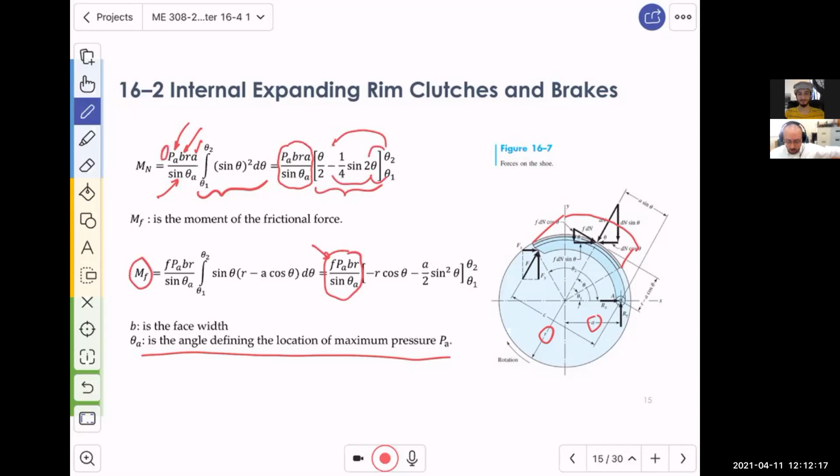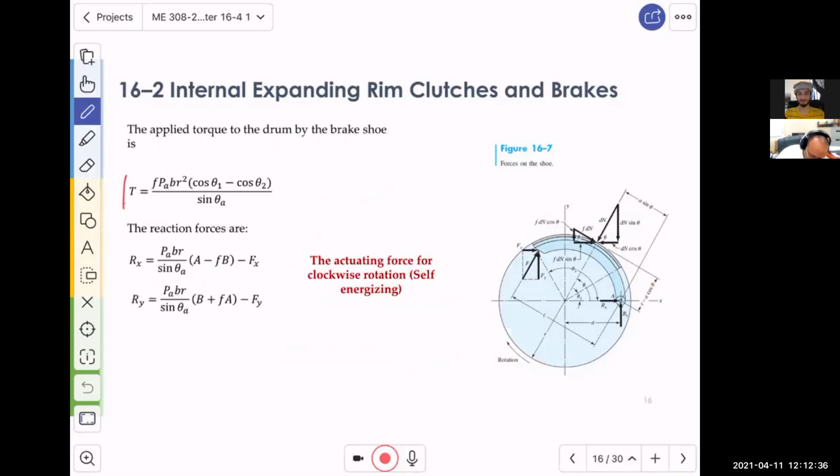This doesn't have it. This is related to the normal load. This is related to friction. So it has f, PA, B, R, and sine theta A. And we have the integral part where you had done the integration, which is a little bit different. That's it. Okay. You move further.